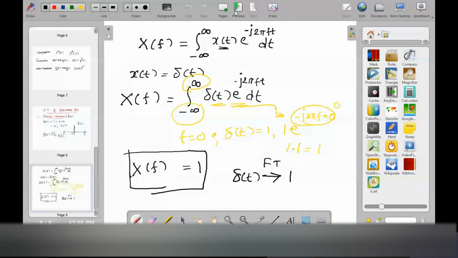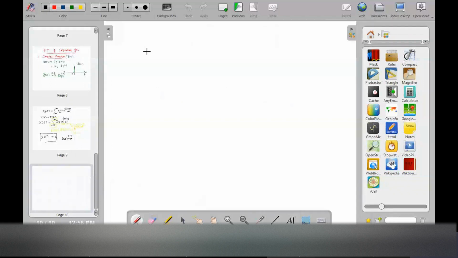Okay, next. I will just write in the form of waves. I have taken an impulse function, delta of t. It's 1 at 0 in the time domain. If I calculate its Fourier transform, what am I getting? I am getting 1. It is always 1, like a DC. Correct?